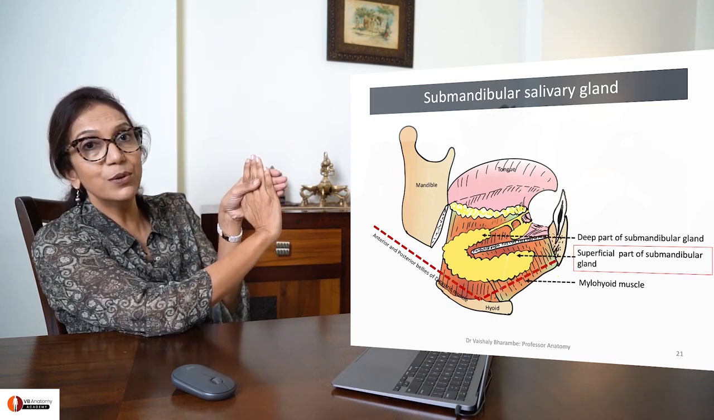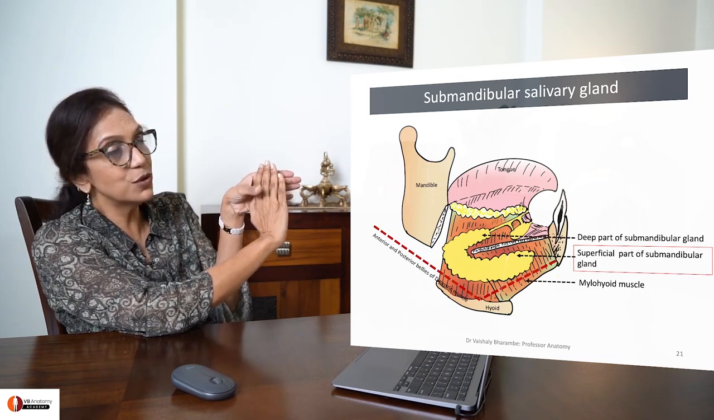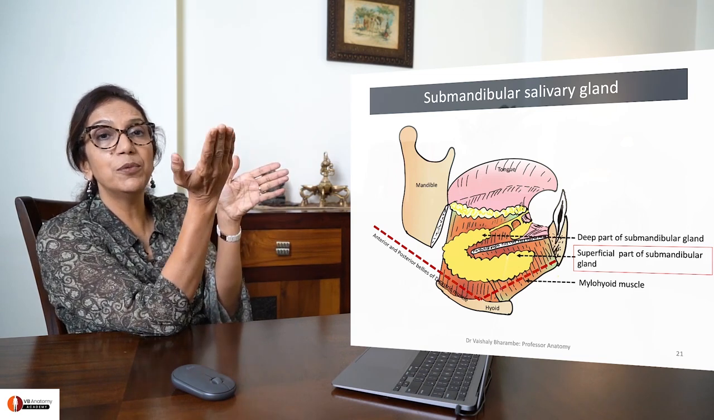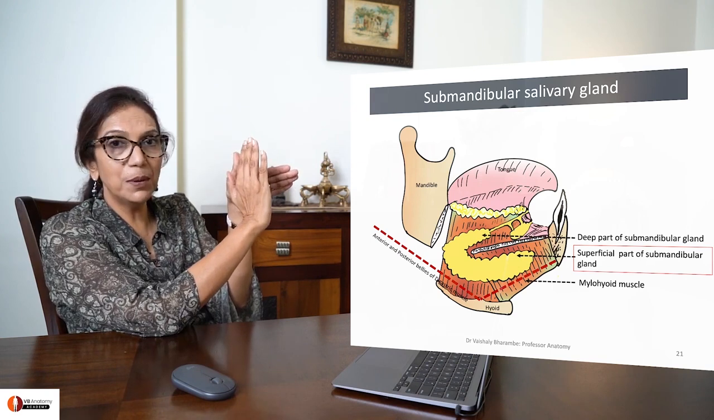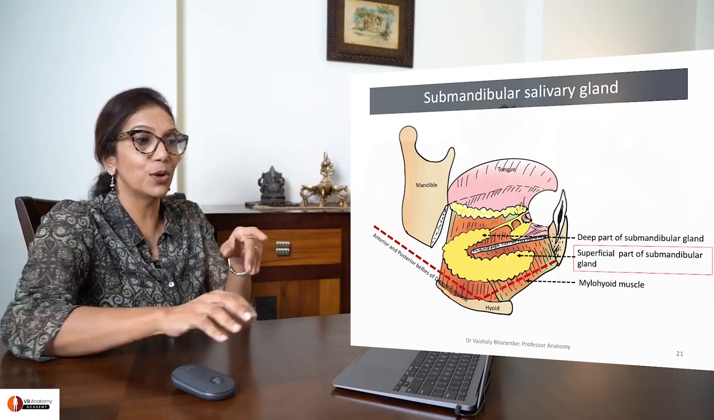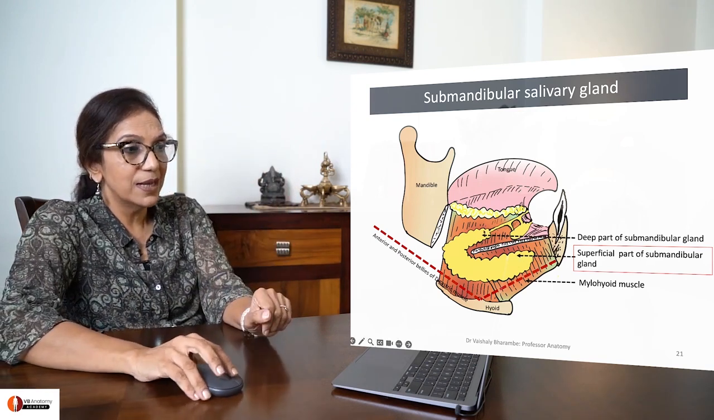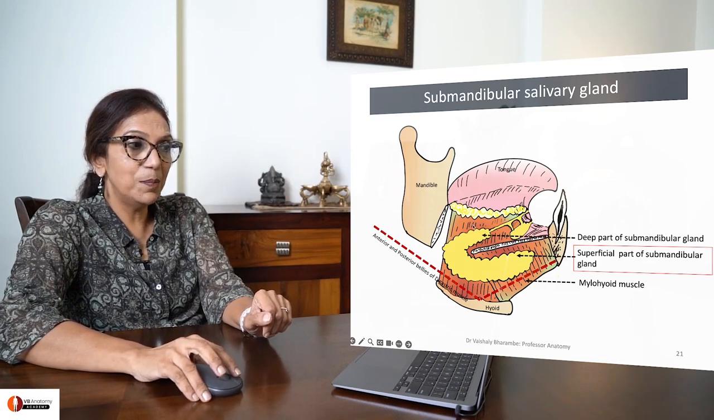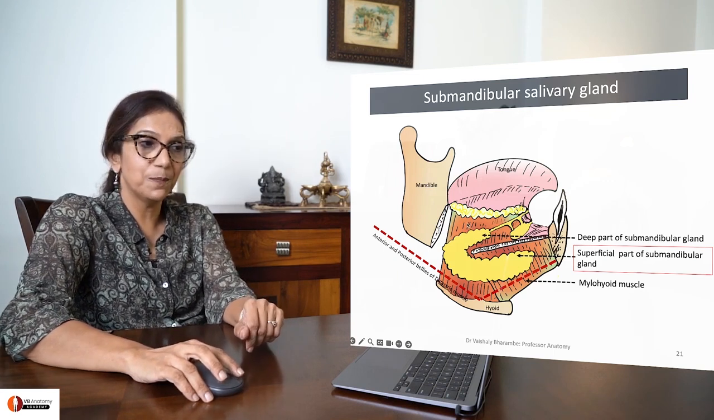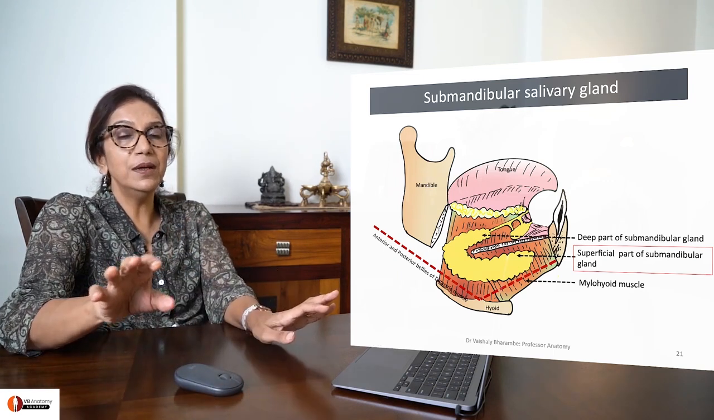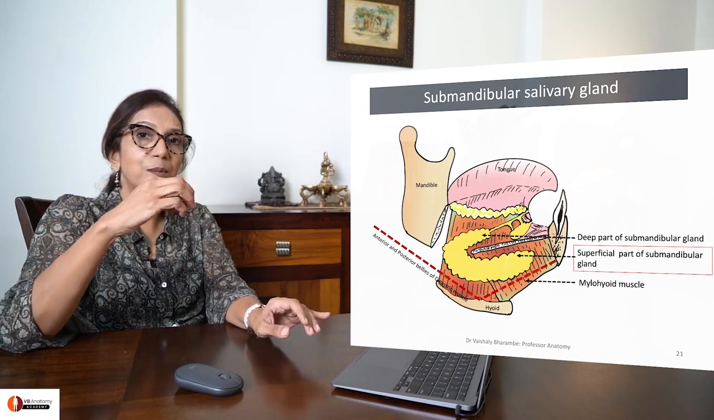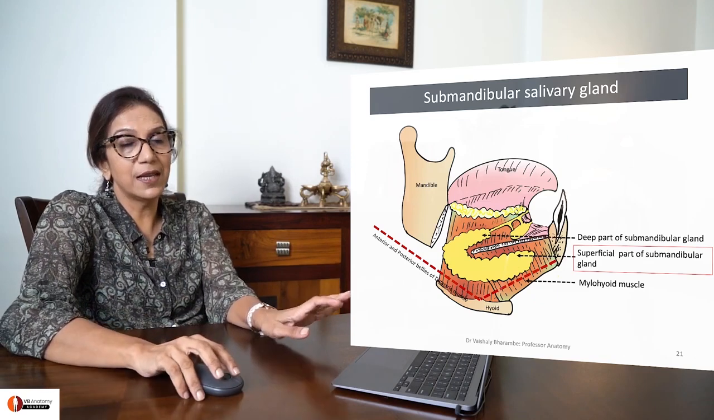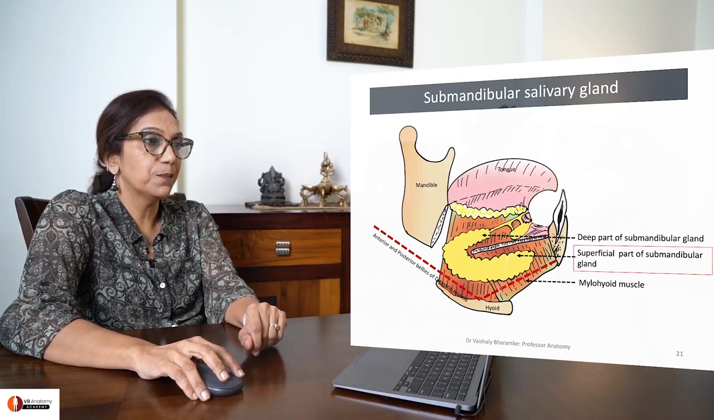So what will you see from outside? You will only see the superficial part of the submandibular gland. Where is the deep part? Deep to the mylohyoid, stuck between the mylohyoid and the hypoglossus. Look at the image to understand. The deep part of the gland is stuck between the mylohyoid and the deeply placed hypoglossus muscle. As of now, just remember, the superficial part of the submandibular gland occupies most of the anterior part of the digastric triangle.